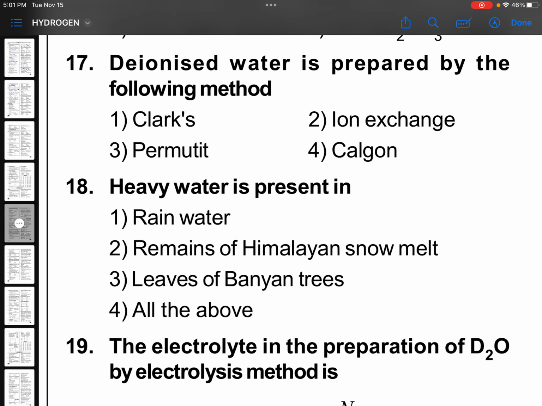Deionized water is prepared by the ion exchange method. No ions are there, even H plus and OH minus will be converted to water. All cations are removed by cation exchange resin, anions are removed by anion exchange resin, and finally you are going to get no ion water.